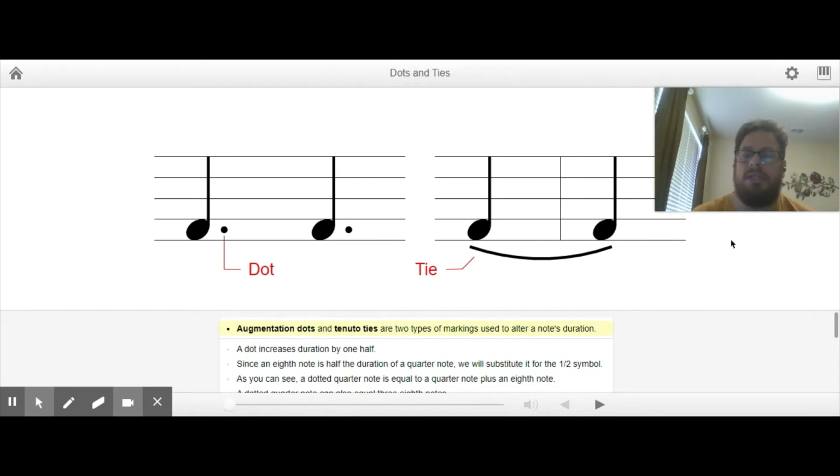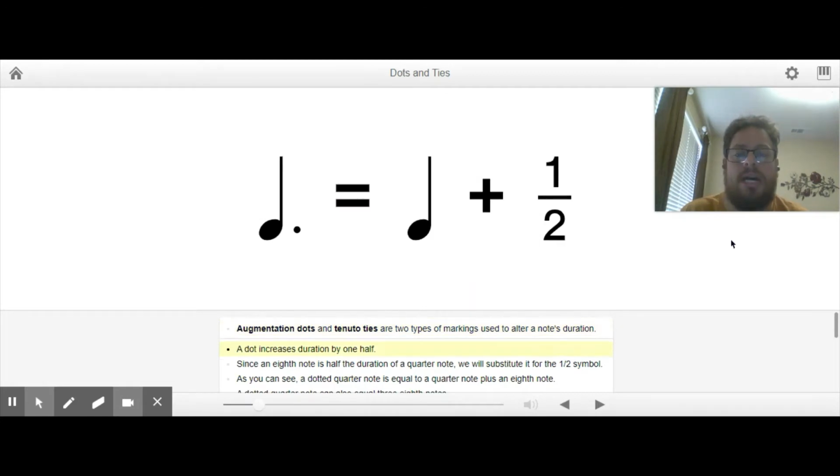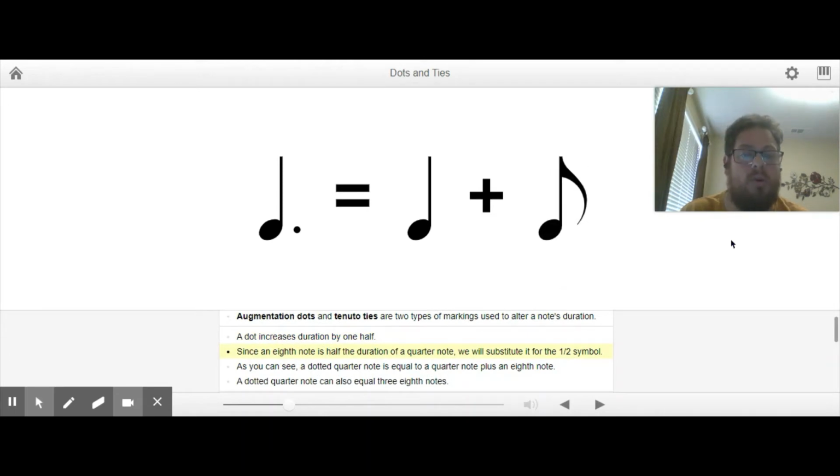Okay, so ties and dots are two types of marking that are going to alter a note that we give you to read. The dot is going to increase the duration by 1/2. So if you think a dot, make sure you remember that you're going to increase by 1/2. In this example, a quarter note with a dot is now going to get 1.5 beats, or 1 1/8 note. Now you're going to have 1.5 beats in there.